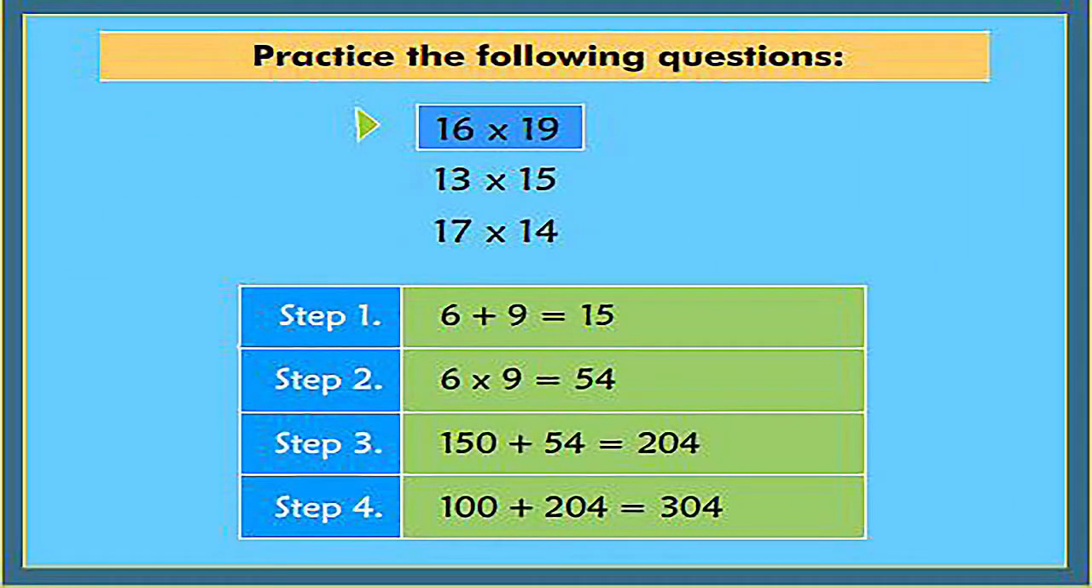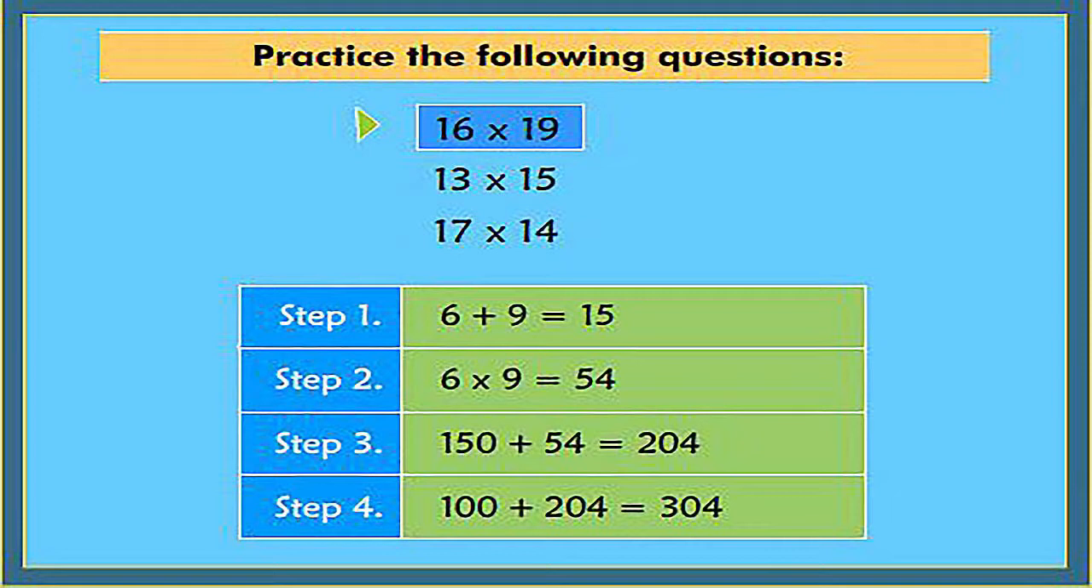16 times 19. First, add 6 and 9 and get 15. Multiply them next and get 54. Add 150 and 54 and get 204. Now add 100 at the end, so you get 304 as the answer.